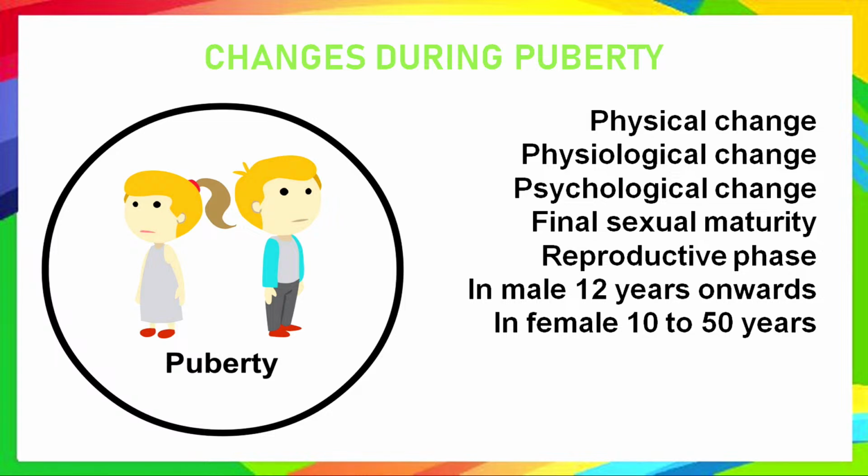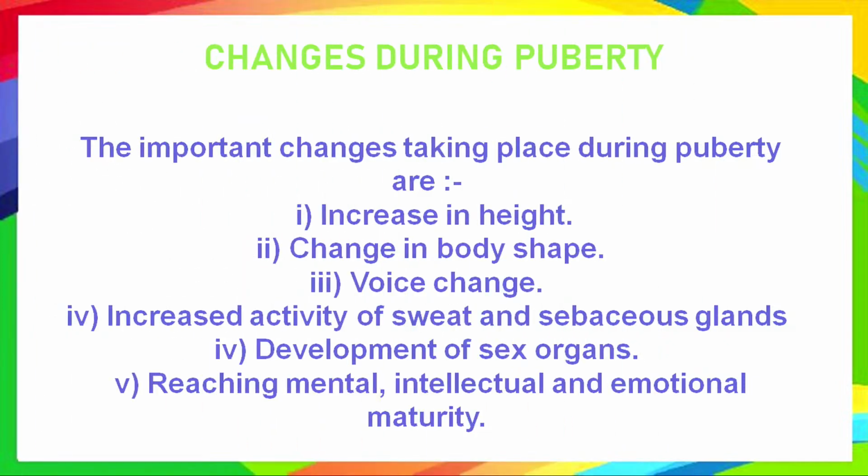Now various changes that take place during puberty, or we can say during the adolescent stage, are physical changes, physiological changes, psychological changes, final sexual maturity will be there in this stage, reproductive phase will start. In male, it is from 12 years onwards and in female, it will be from 10 to 11 years onwards till 50 years of the age of a female. Now, in this class, we will talk about various changes that take place during puberty. The important changes taking place during puberty are increase in height, change in body shape, voice change, increased activity of sweat and sebaceous glands, development of sex organs, reaching mental, intellectual and emotional maturity. So, we will see all these changes one by one.